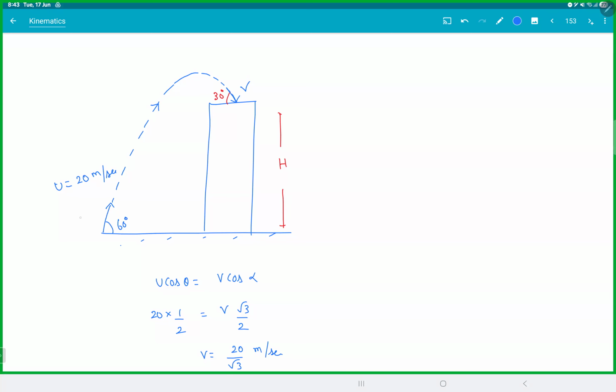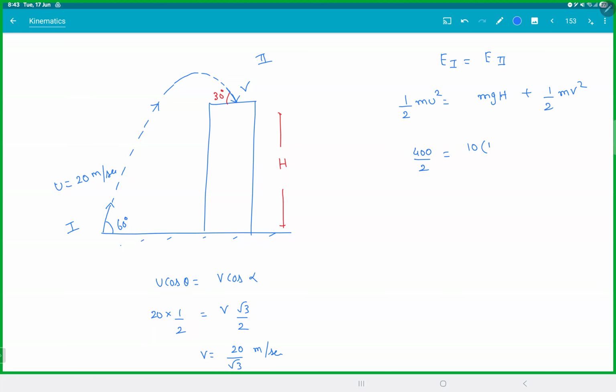Then state 1, state 2. You can conserve energy. So this will be half m u square. Now, remember, height is on the other side. So the final, you have a potential energy and half m v square. The m goes off. This is u square by 2. That's 400 by 2. This is g.